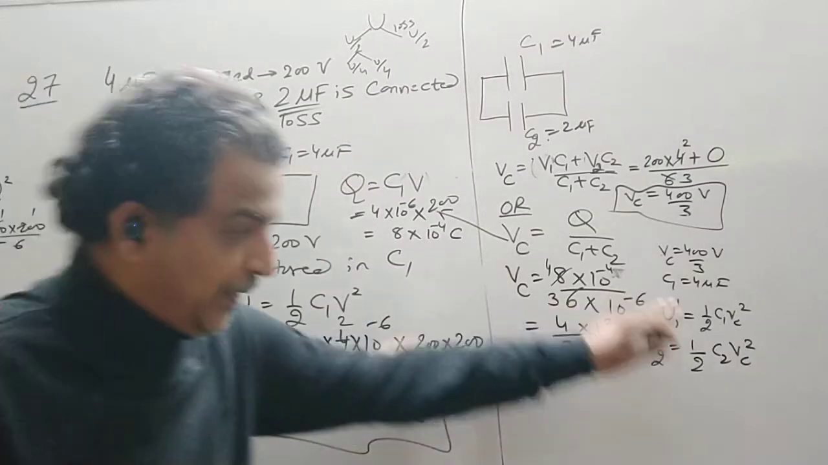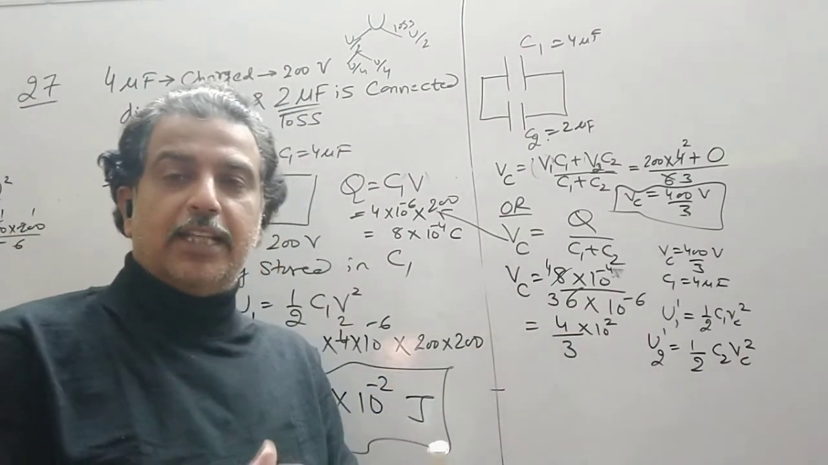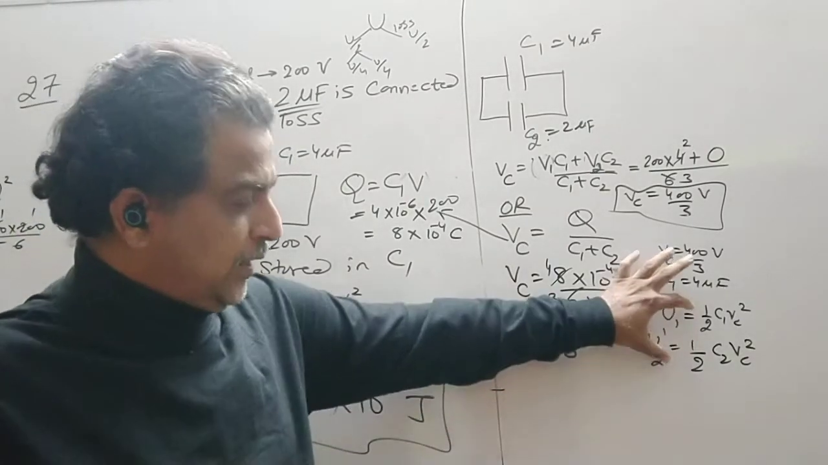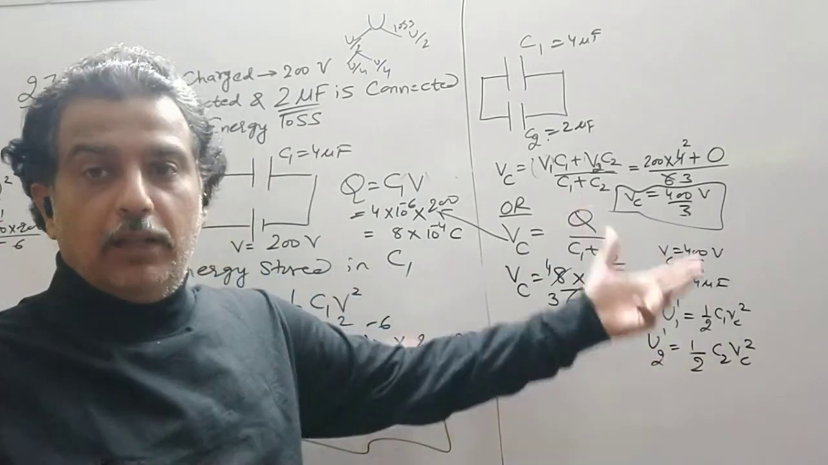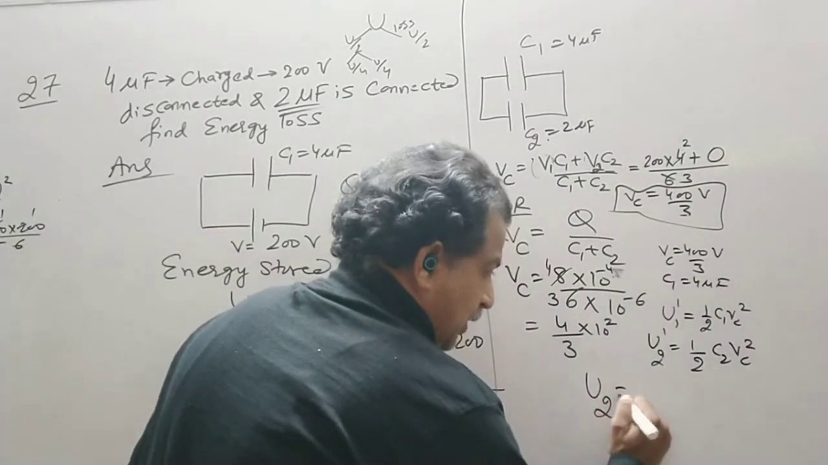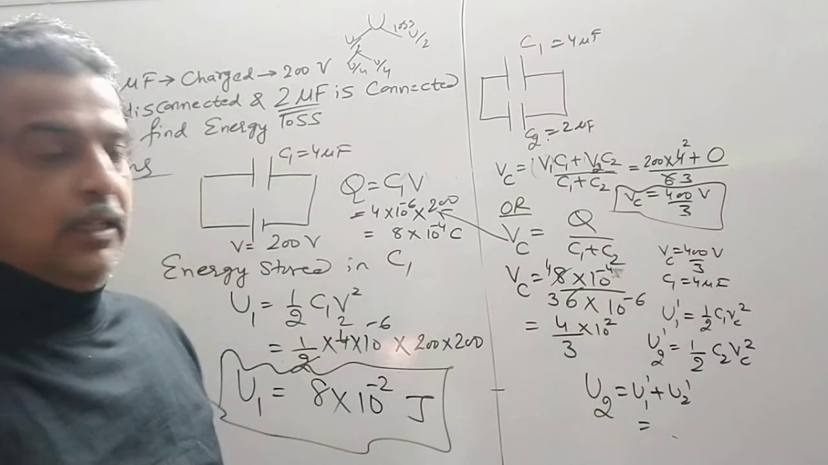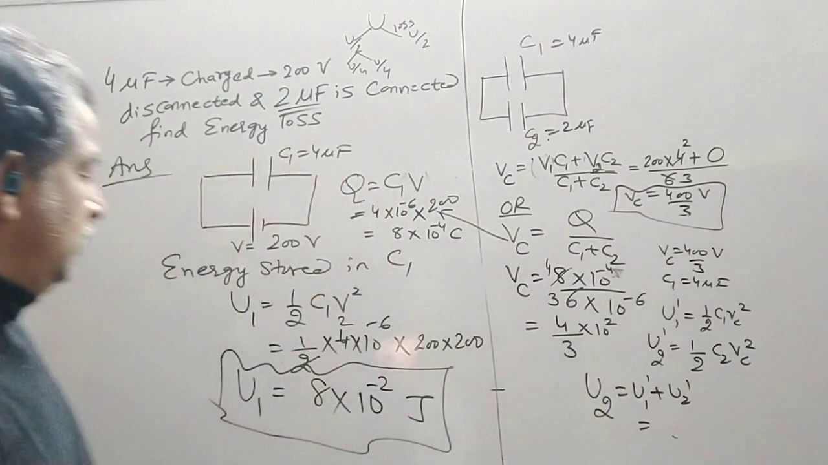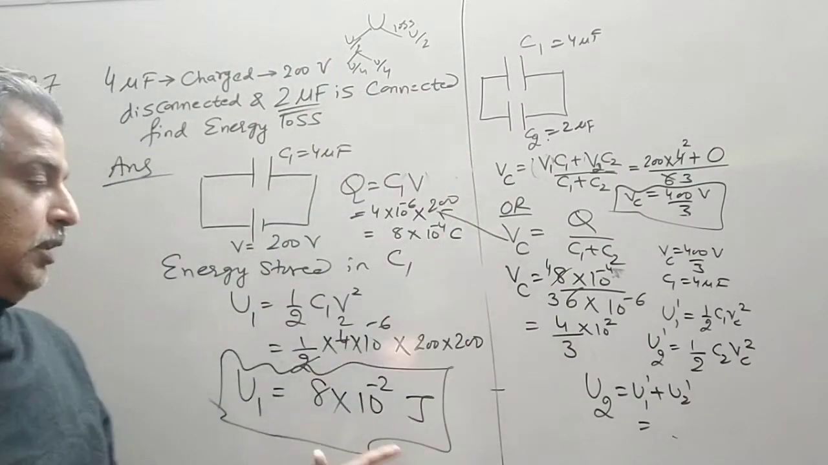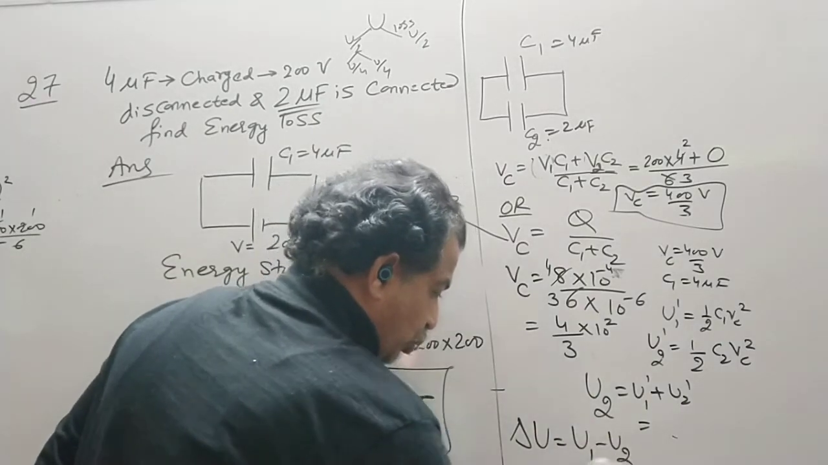Now this is a long method. Individually, you will not find out. It is asked directly to find out the loss. So individually, if you have to find out, this is individual. Now for the final energy of the system, I can do U2 is equal to U1 dash plus U2 dash. I do the summation of this. And whatever answer I get, U1 will be more because there will always be an energy loss. So delta U is equal to U1 minus U2. You get this answer.